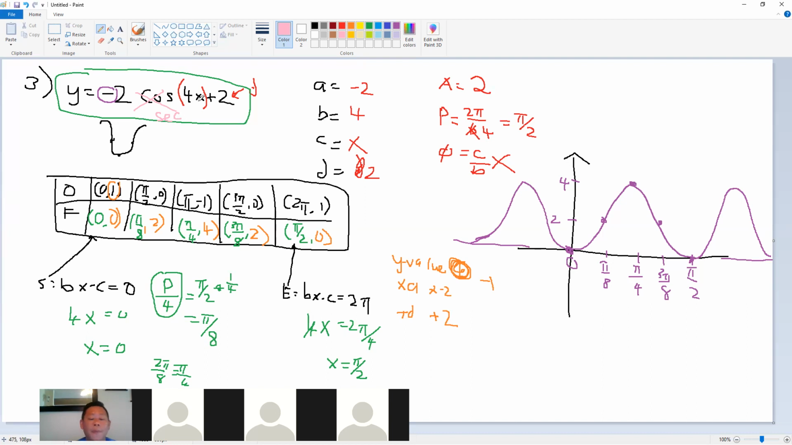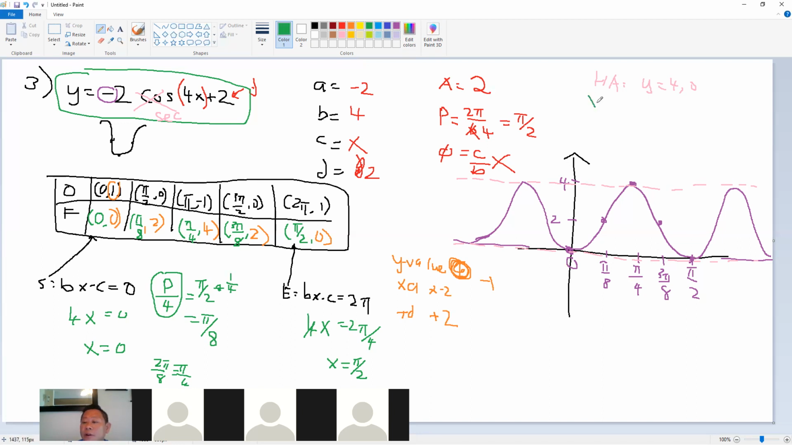Secant graph. Once you get your cosine graph, drawing the secant graph is easy. You just need to draw your vertical and horizontal asymptotes. Your horizontal asymptotes are the maximum and minimum lines, so y equals 4 and y equals 0. This is the highest you can get, 4, and 0 is the lowest you can get.